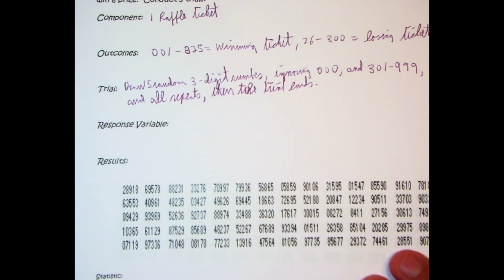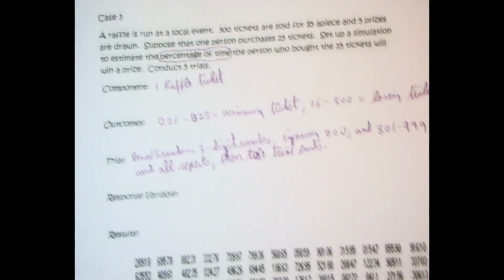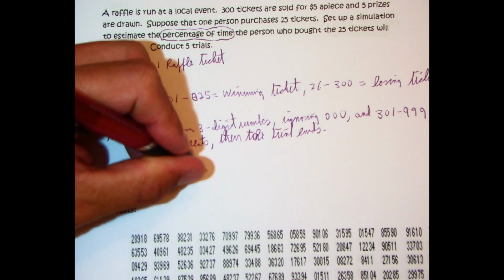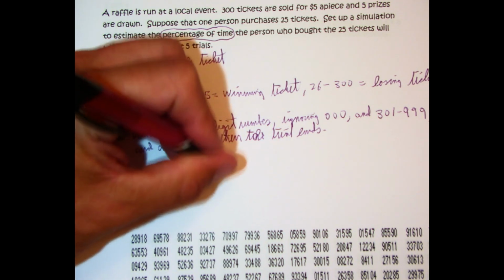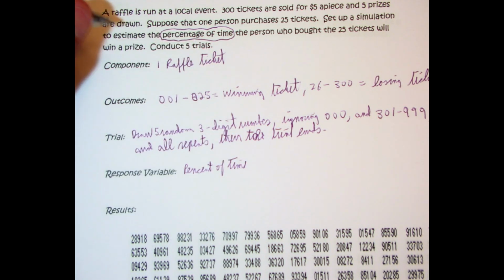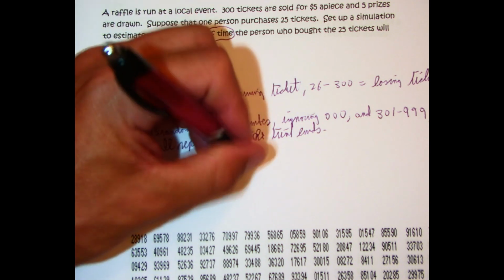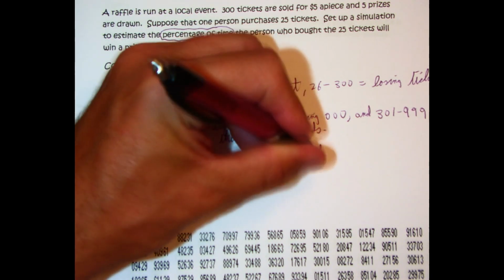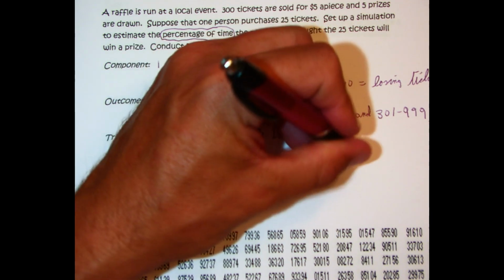The response variable is we're looking for the percentage of time now. They told us that right there, percentage of time. So our response variable is the percent of time the person with 25 tickets wins the prize.